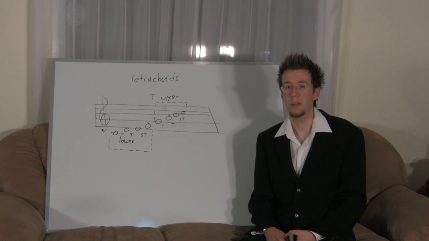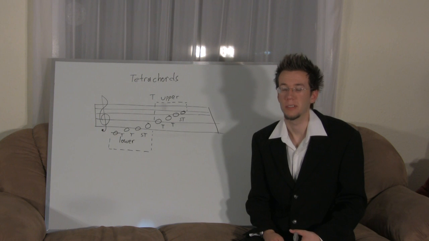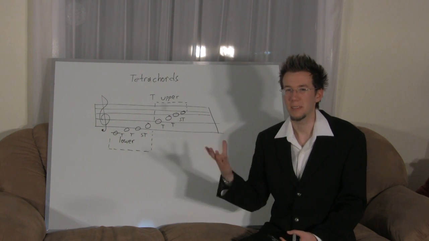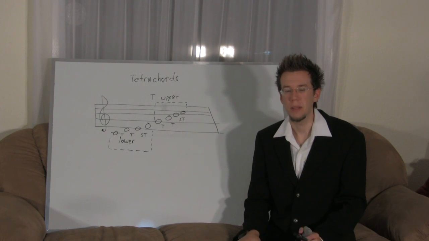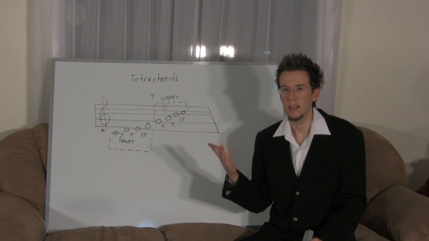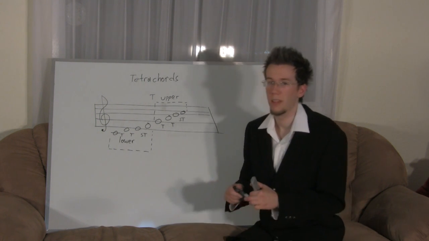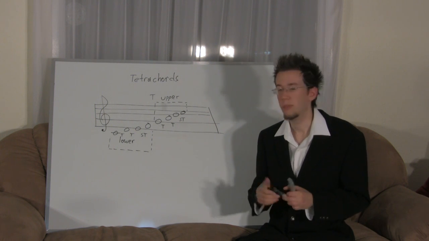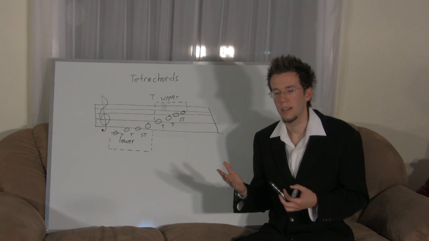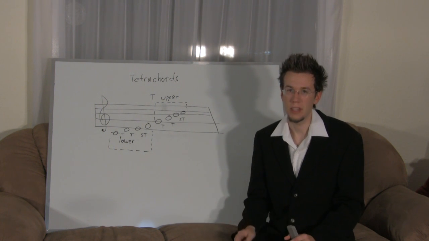Alright guys, so the first thing we're going to look at is the tetrachord. Now the word tetra comes from a Greek word which actually just means four. So it's going to explain what we're actually doing here. Now as you know, if you play C major, you're going to go C, D, E, F, G, A, B, C. So that's 8 notes, okay? Now, what's 8 divided by 2? 4.